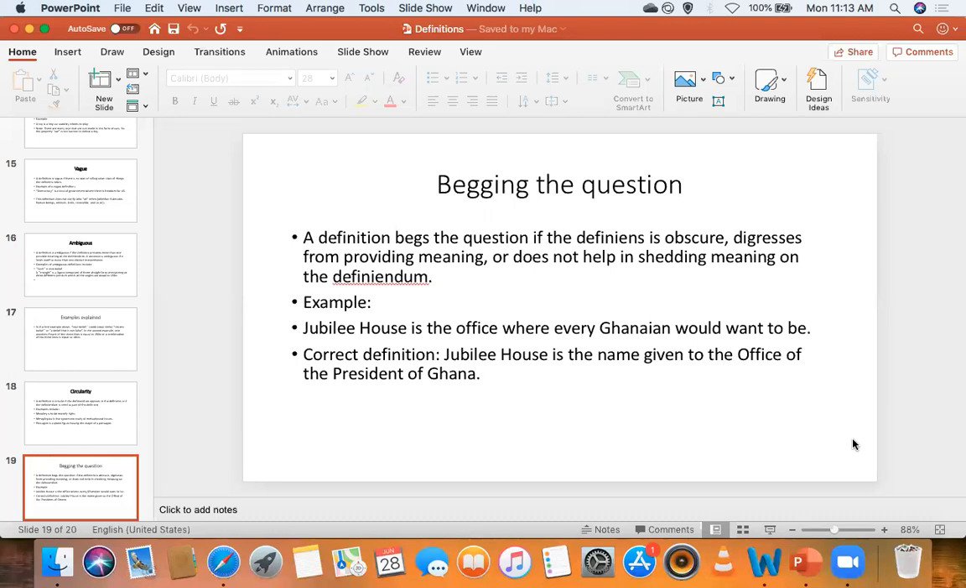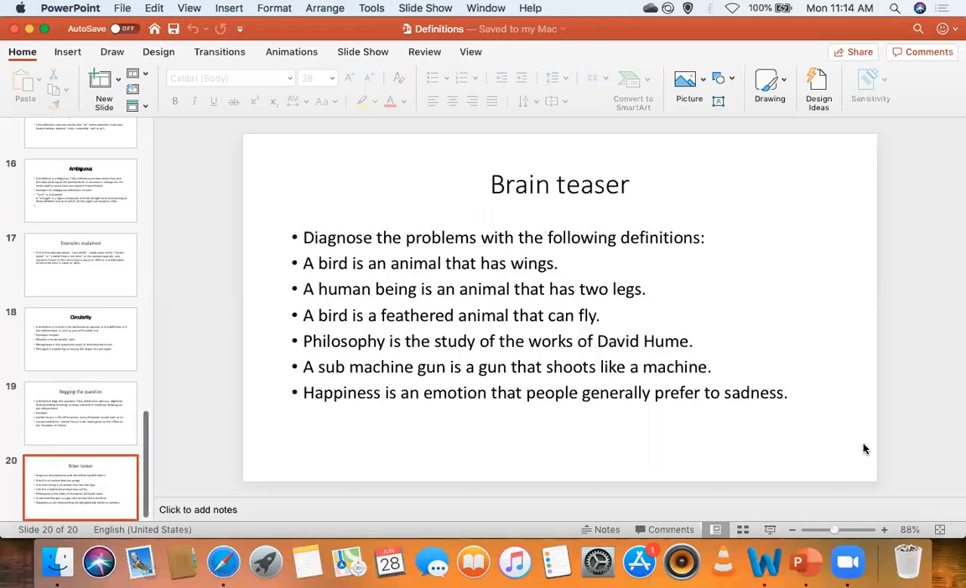For example, Jubilee House is the office where every Ghanaian would want to be. Is that the definition of Jubilee House? So it begs the question as the definition of Jubilee House. The correct definition will be Jubilee House is the name given to the office of the President of Ghana. Okay, so that's what begging the question means. Now, a few exercises. Diagnose the problems with the following definitions.